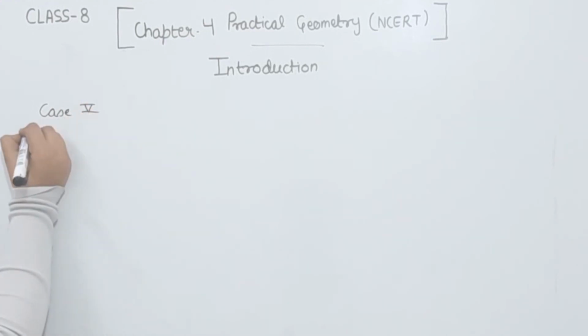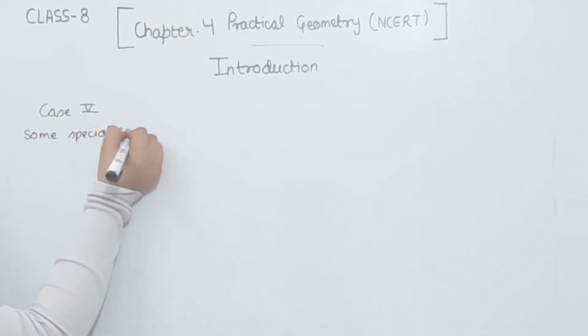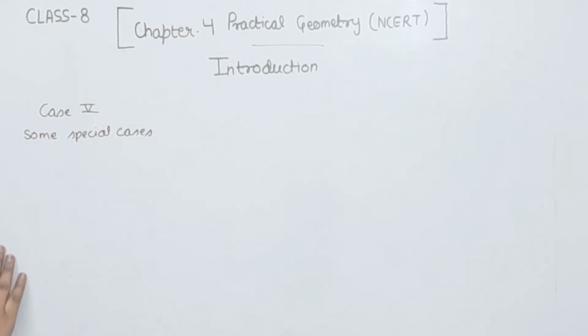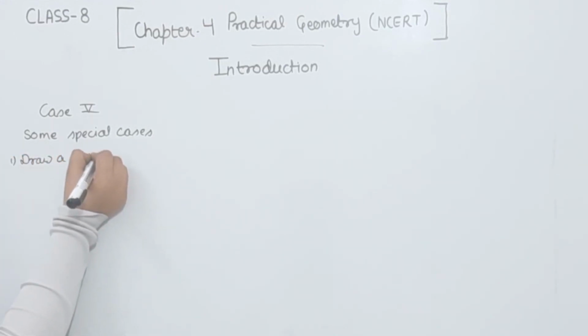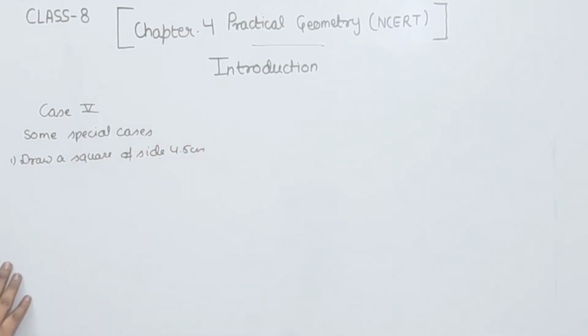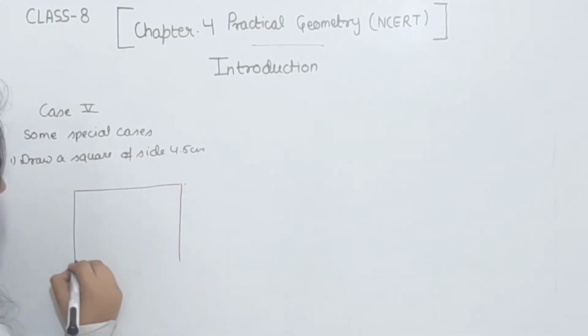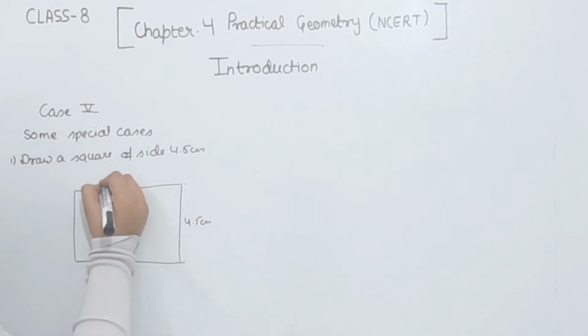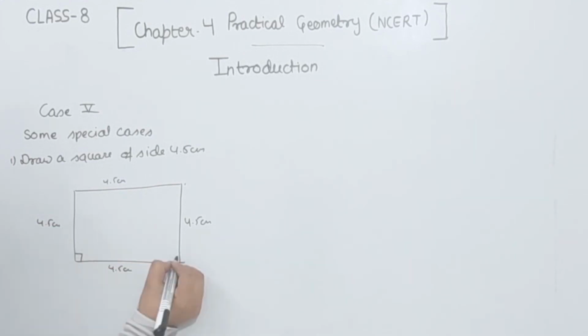In the case 5 we have some special cases. So we are going to take the example. So in this one we are going to draw, this is the special case, draw a square of side 4.5 centimeter. So we can draw it. This one we can draw 4.5 centimeter. 4 sides we will have. For that one we will check the angles are of the 90 degree.